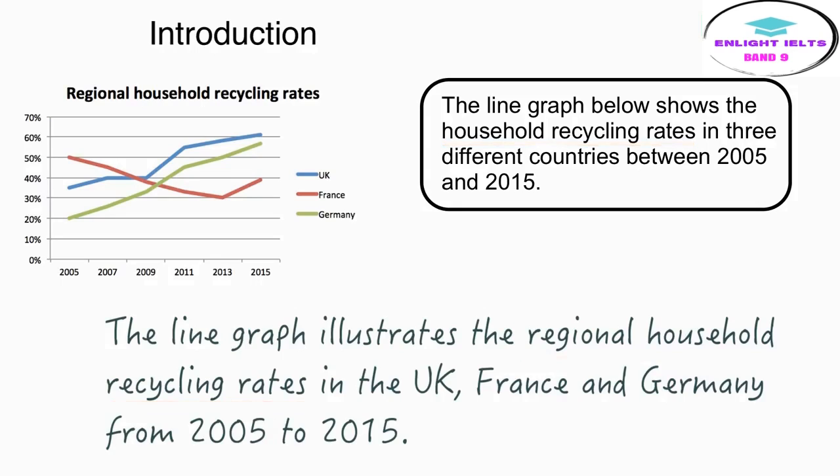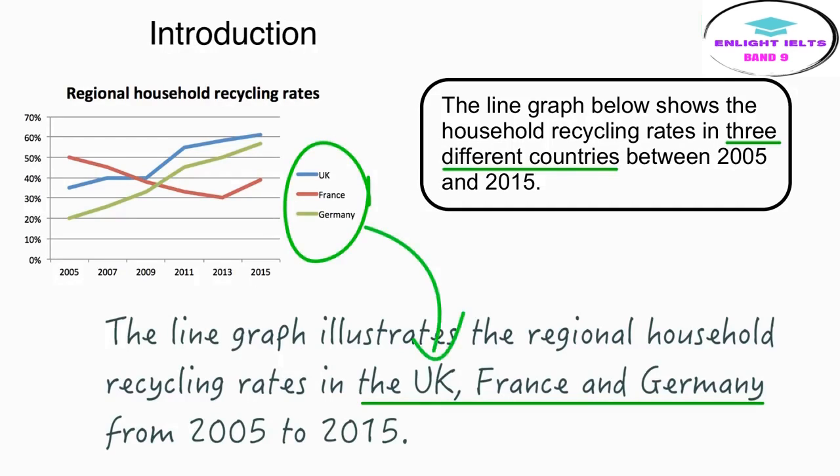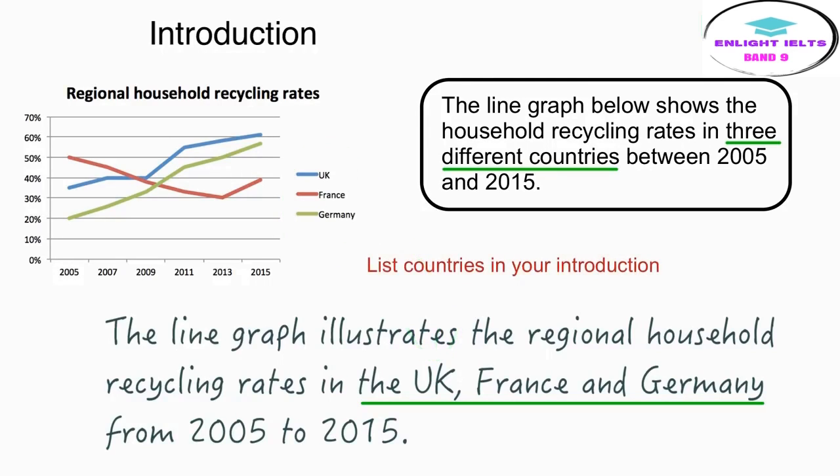After that, I list the countries. Instead of simply saying 3 countries, I give the specific names. I say the UK, France, and Germany. And it's a very good technique to give the names, as you should be very specific when introducing the graph. So, always try to list countries in your introduction.